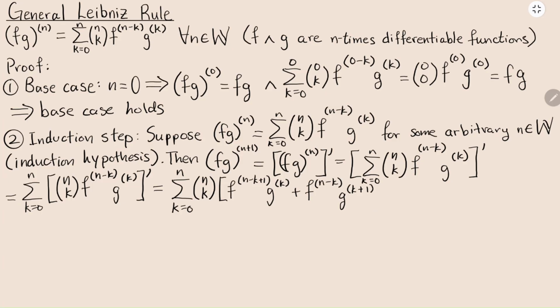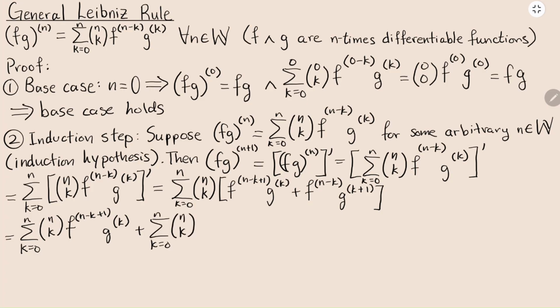So this is going to equal the sum from k equals 0 to n of n choose k, f^(n-k+1), g^(k), okay, and then plus the sum from k equals 0 to n of n choose k, f^(n-k), g^(k+1).